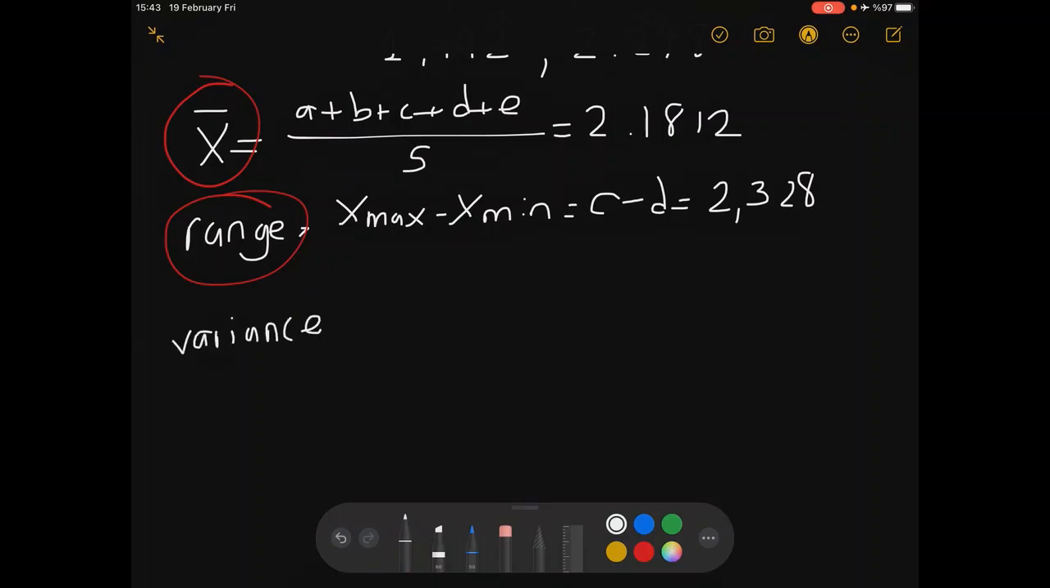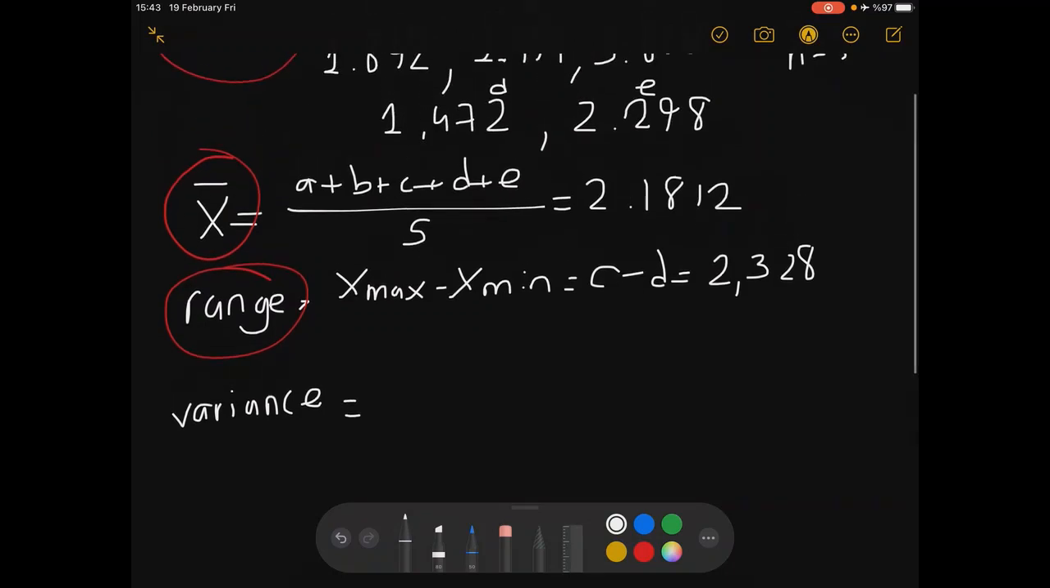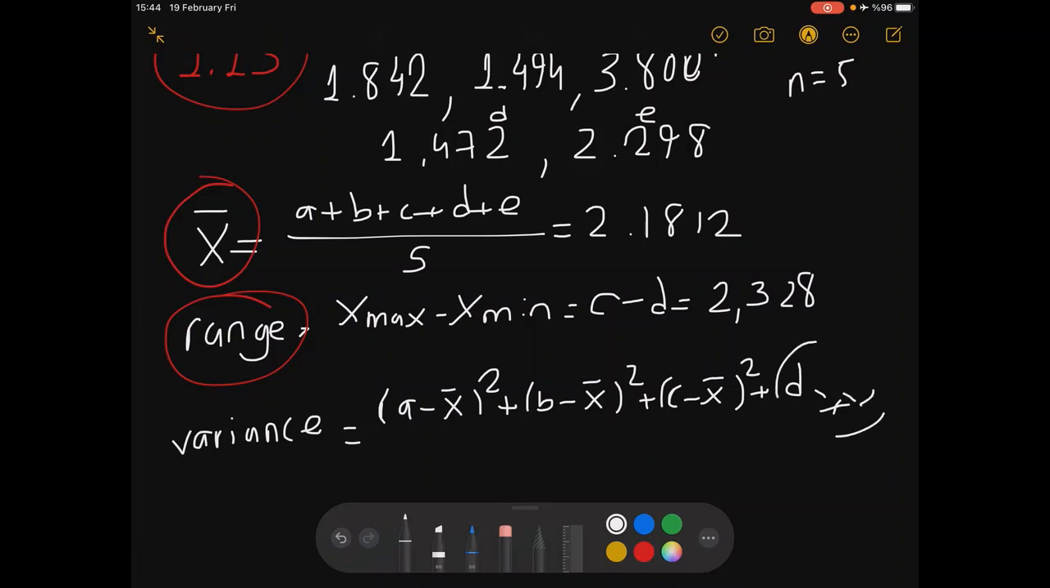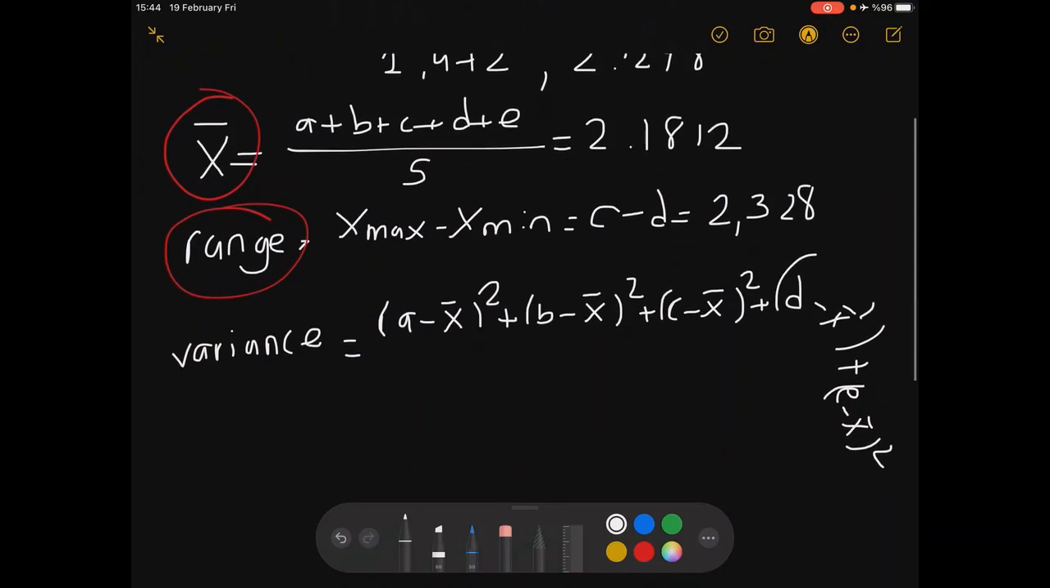Variance. Okay, so you get the sum of squares, right? So you will get (a minus x̄) squared, plus (b minus x̄) squared, plus (c minus x̄) squared, plus (d minus x̄) squared, plus (e minus x̄) squared. So you will have this divided by what? Your n equals 5, right?